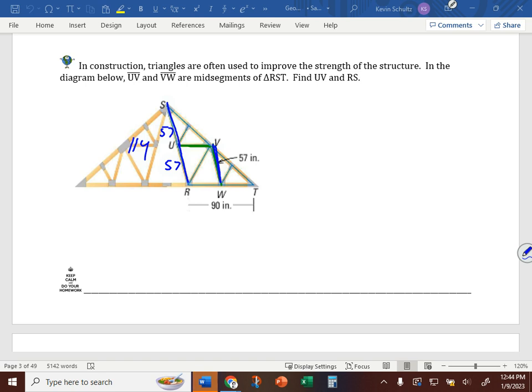Okay? And then finding UV. How is US 57? So if this is the midsegment of RS here, that means that 57 is half of that third side, okay? Which makes that RS 114, because you just double what the midsegment length is. Or, knowing that the midsegment is equal to half that third side, okay? Each piece is going to be congruent.